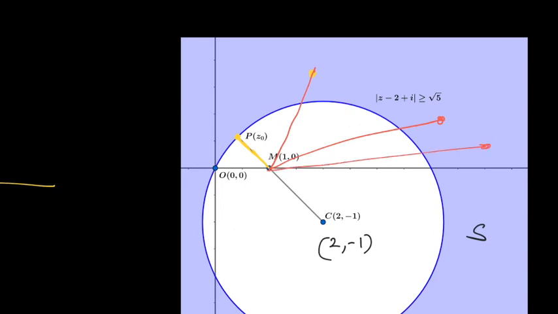Will this give me the shortest distance? Or this? Or this? No, the shortest distance will be given by the point here. Okay, and that will be along the radius. That will be normal to the circle.